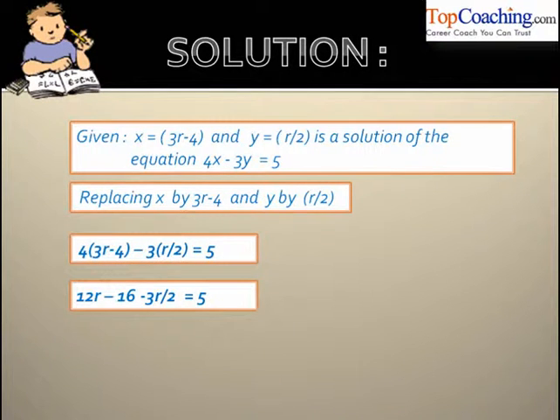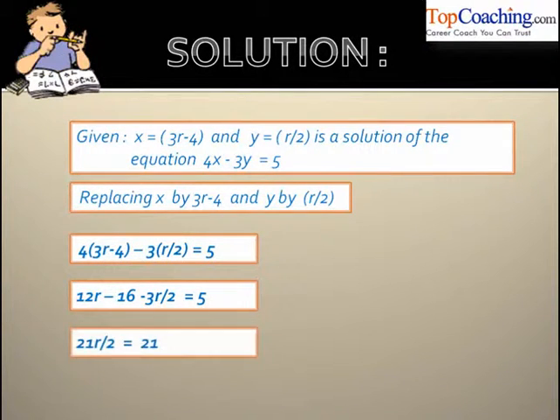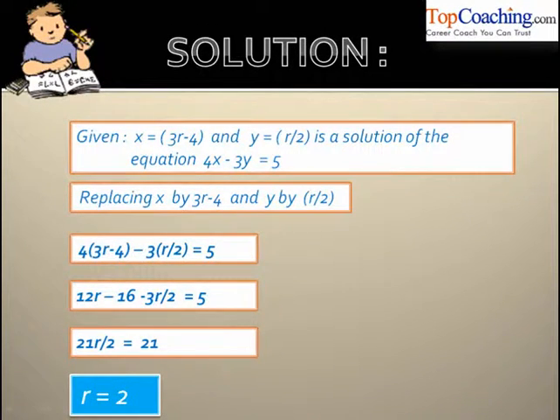Now 12r minus 3r by 2 is actually equal to 21r by 2, and when we take minus 16 to this side, what we get is 21. So 21r by 2 is equal to 21. 21 and 21 get cancelled, and what we get is r equal to 2. Thus the value of r comes out to be equal to 2, and so we have solved this problem.